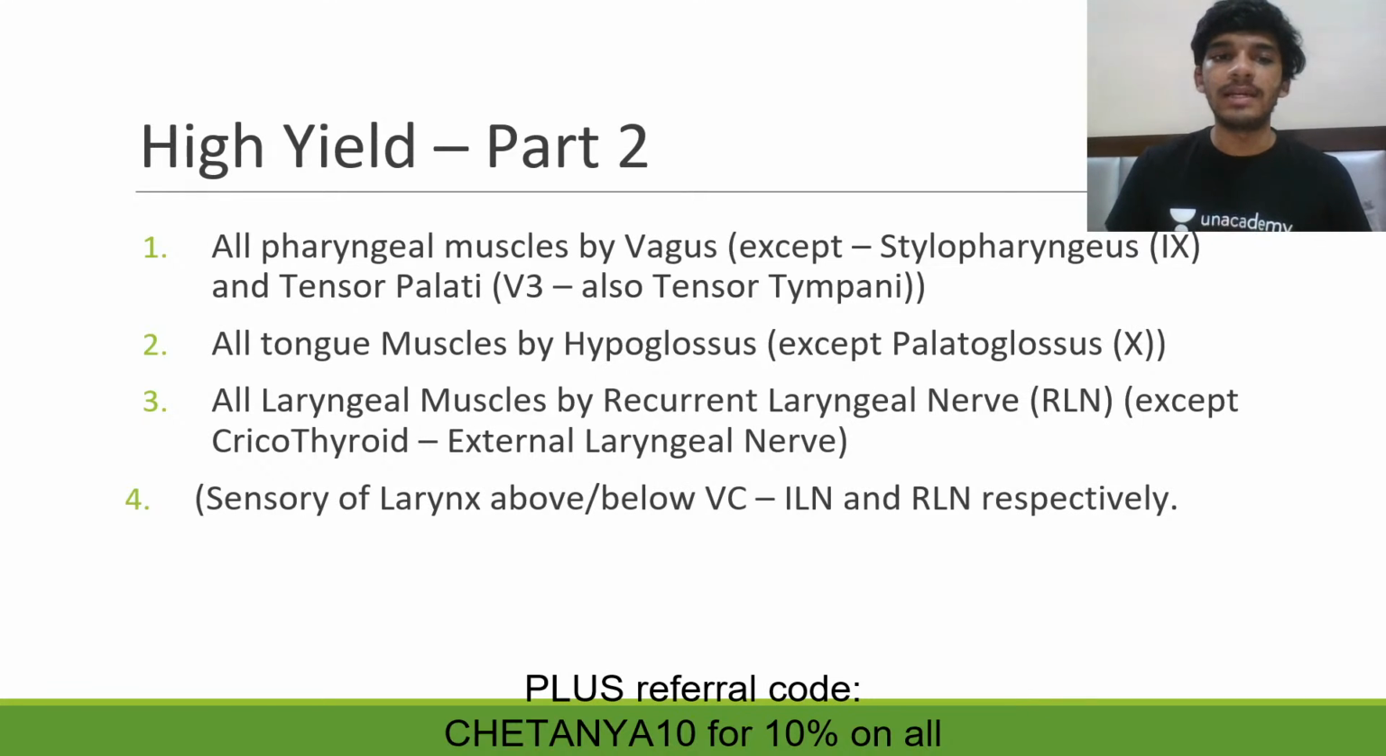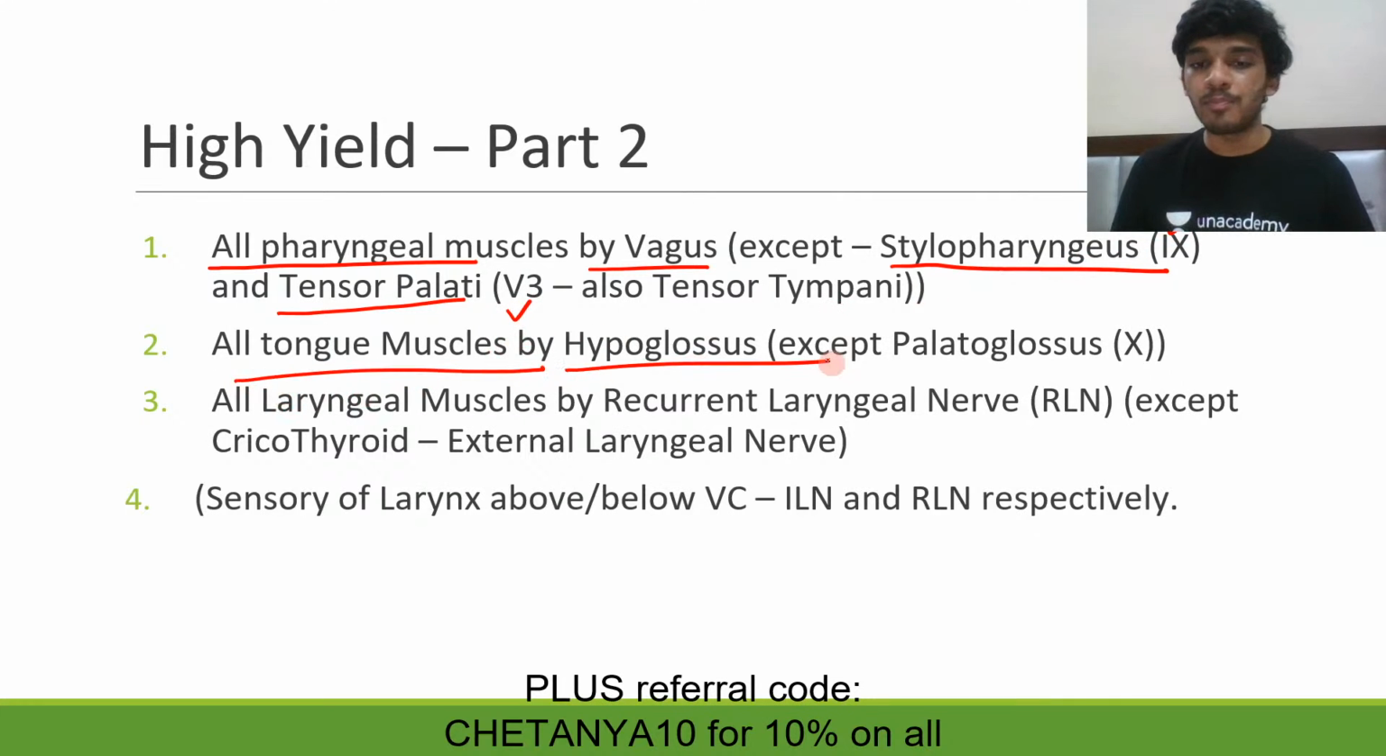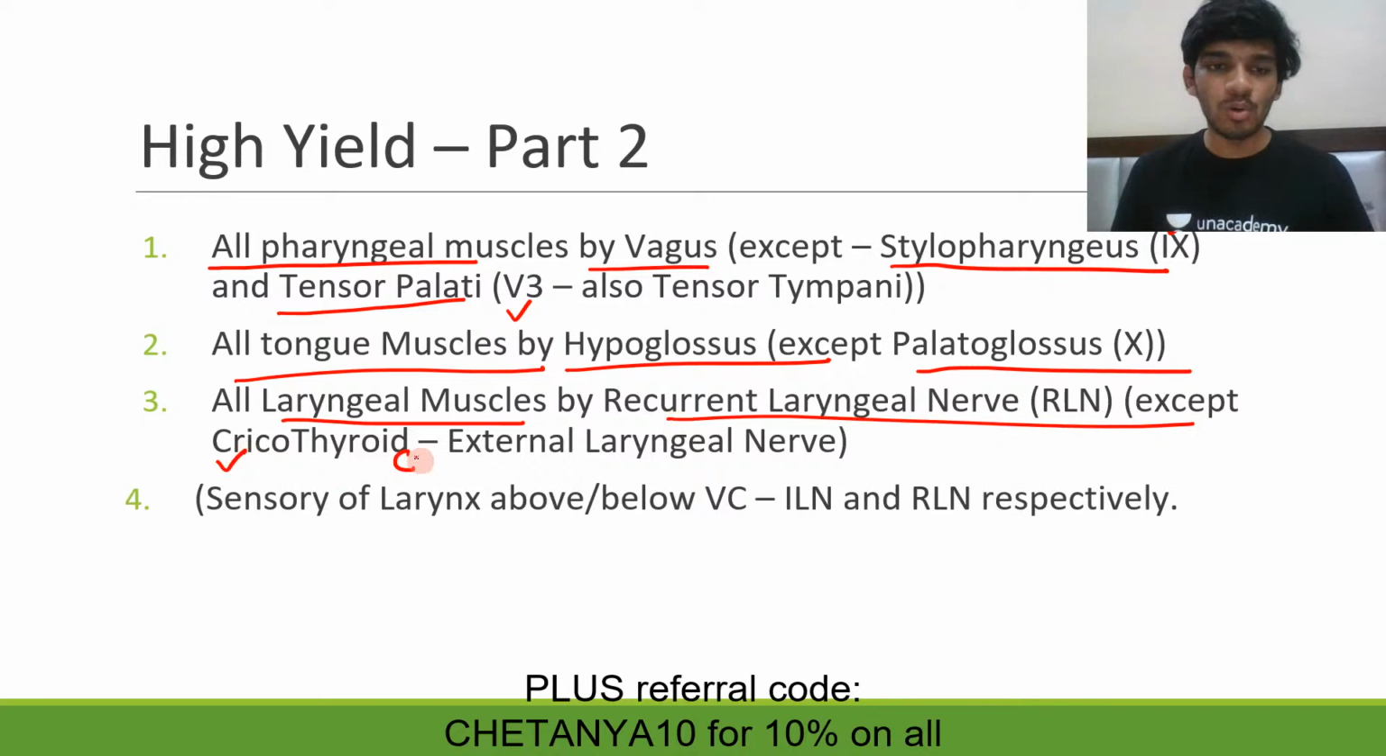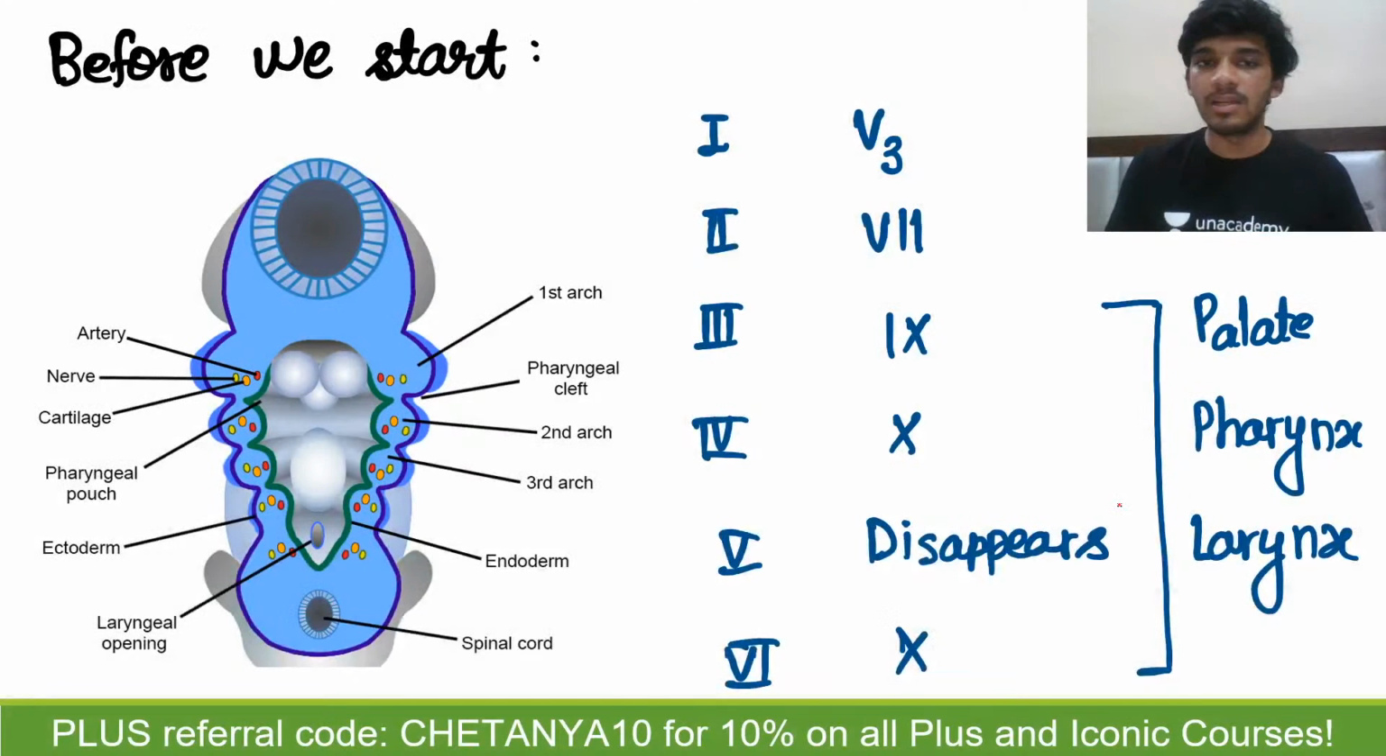So I'm not going into the detail, but ये याद रखना, all pharyngeal muscles by vagus except one, that is stylopharyngeus, and there is also a tensor palati. So these are supplied by the ninth and the mandibular nerves. All tongue muscles by hypoglossal, extrinsic and intrinsic, except one muscle, palatoglossus. All laryngeal muscles by recurrent laryngeal nerve, except one muscle, that is cricothyroid muscle, which is supplied by the external laryngeal nerve. And this is the sensory supply. You can leave this for right now.